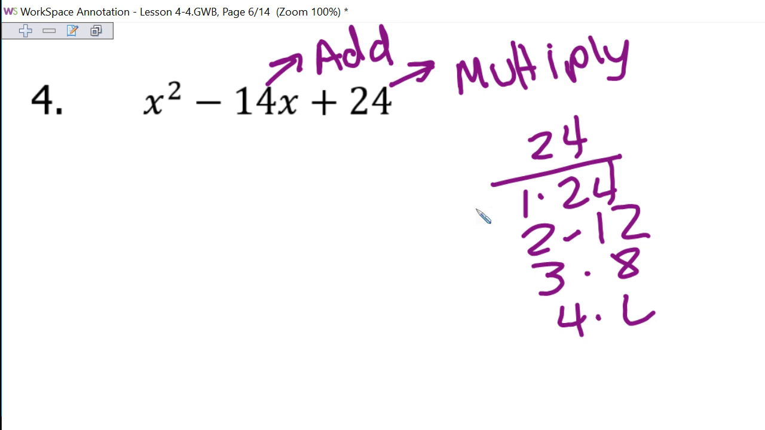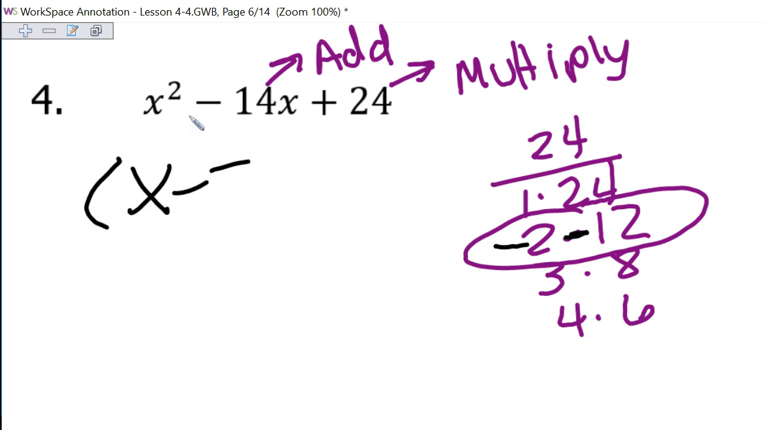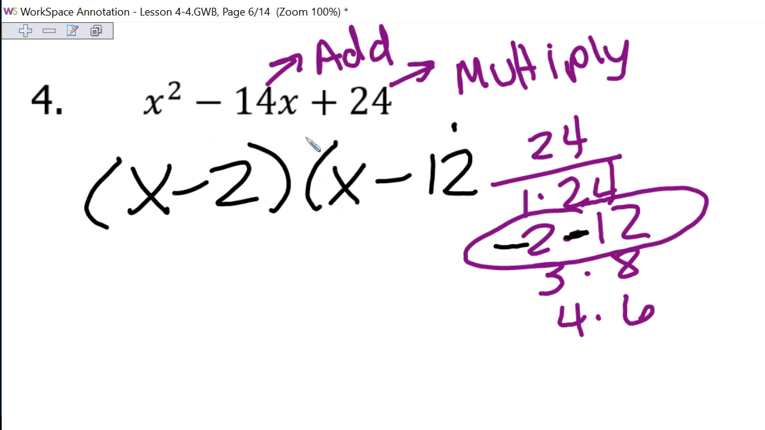Now, what do I have to add up to? Negative 14. Well, first look and see which pair even adds to 14. 2 and 12. Yeah, but right now they add up to positive 14, but I need negative 14, so I need to change both of these to negative, because a negative times a negative still gives me a positive. So one of my answers will be x minus 2. The other answer will be x minus 12. So x minus 2 and x minus 12.